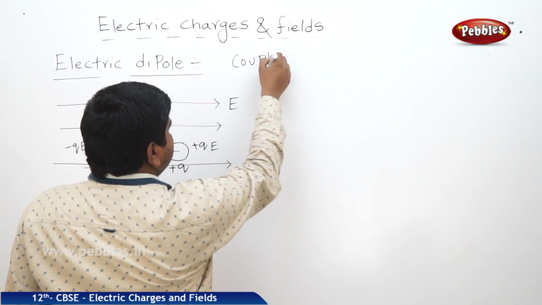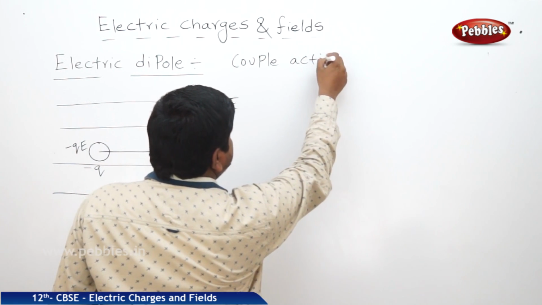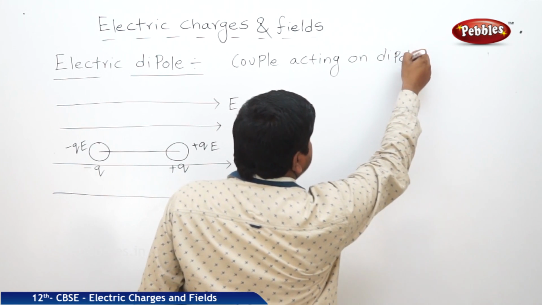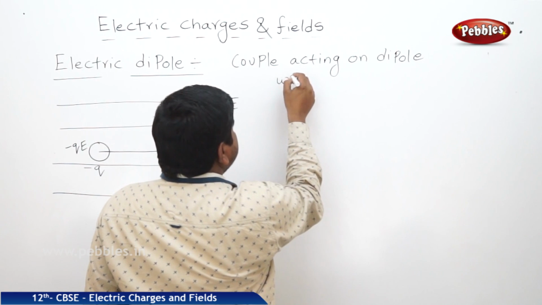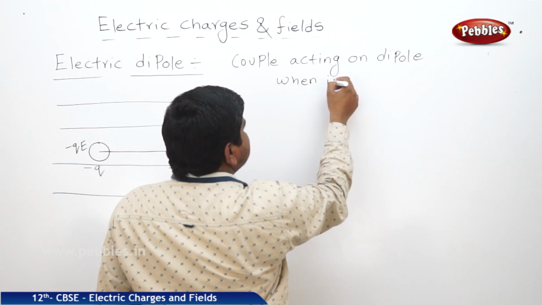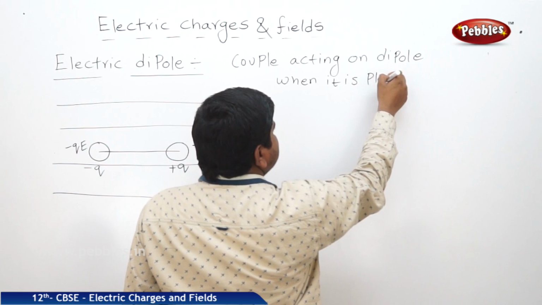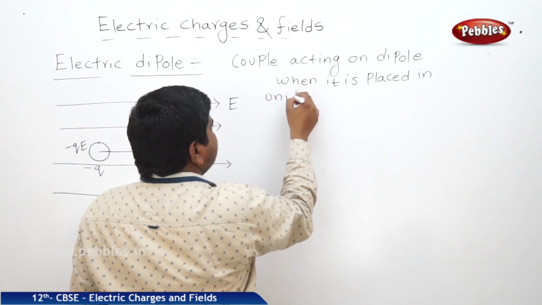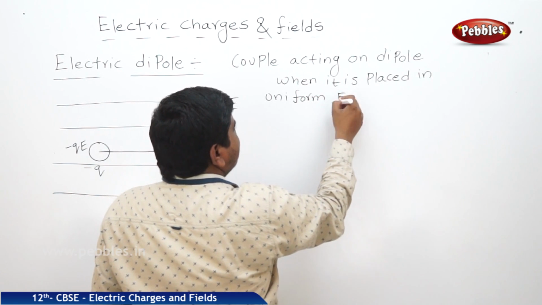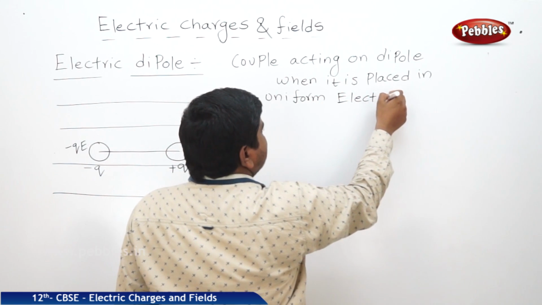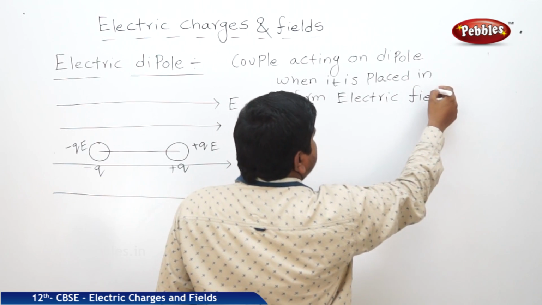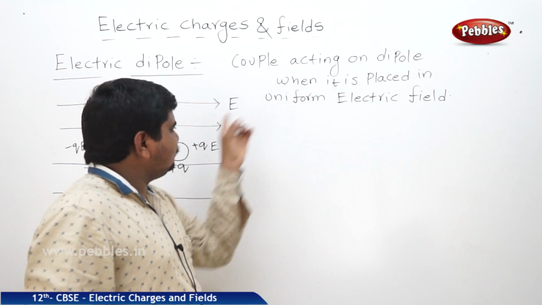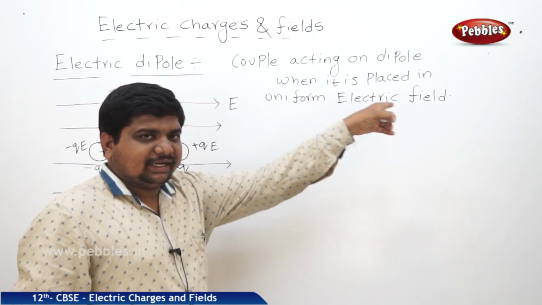Couple acting on dipole when it is placed in uniform electric field. This point we should discuss. Couple acting on dipole when it is placed in uniform electric field.